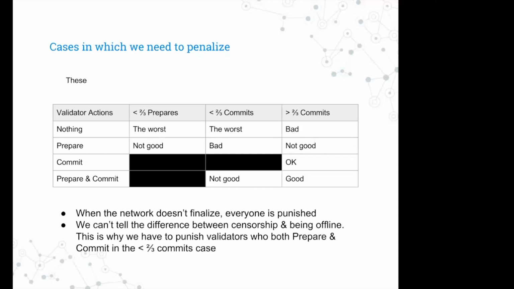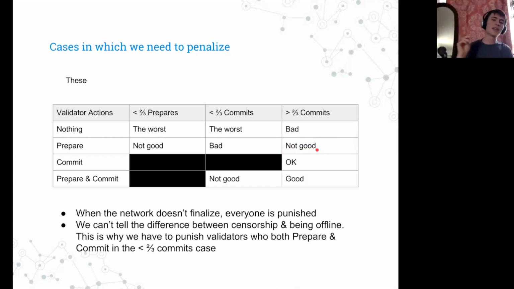Question about this table here. In the fourth column, third row, what does it mean? Validator actions: prepare, and then greater than 2/3 commits, not good. So fourth column, third row. Yep, that one. What does that mean?